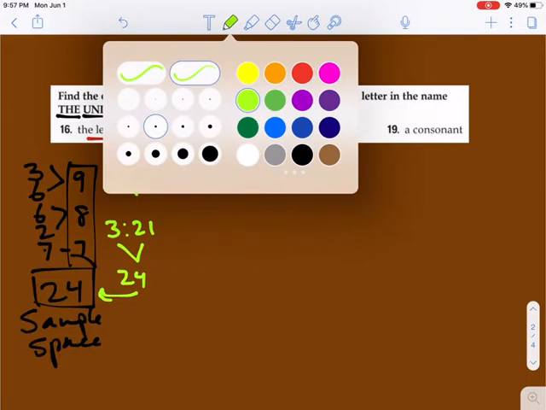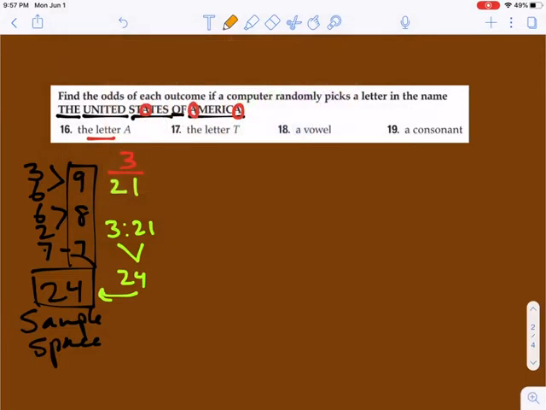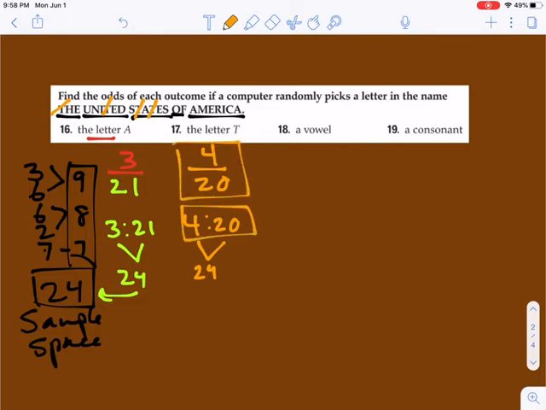All right, so let's do the next one. We're going to use orange now, the letter T. So let's get rid of that. The letter T, so there's 1 there, 2, 3, 4, and that looks like it. So we've got 4 T's, and because the sample space is 24, that means the complement is 20, so it's 4 to 20. All right, check your work, and I did. So these are my odds, right? Either way, writing them is accurate.